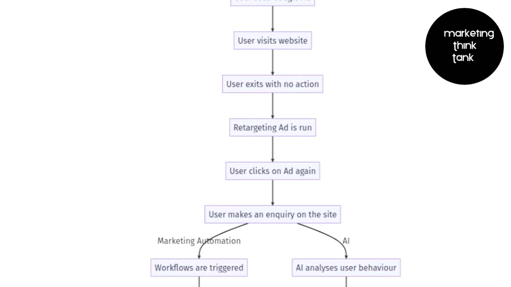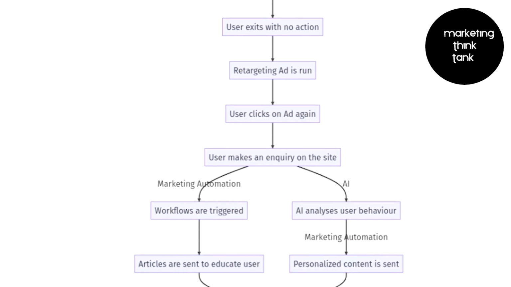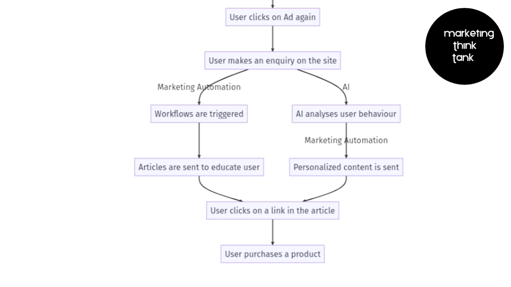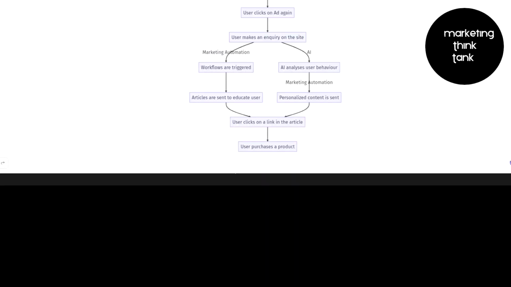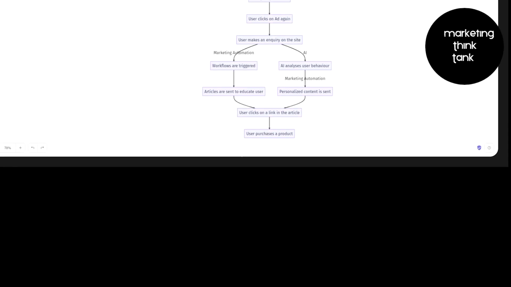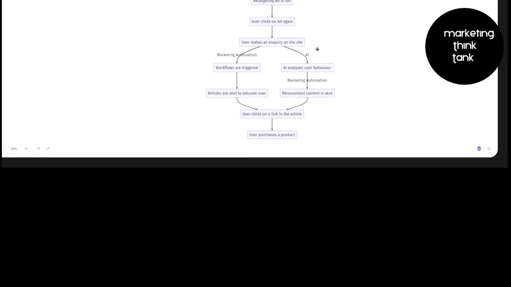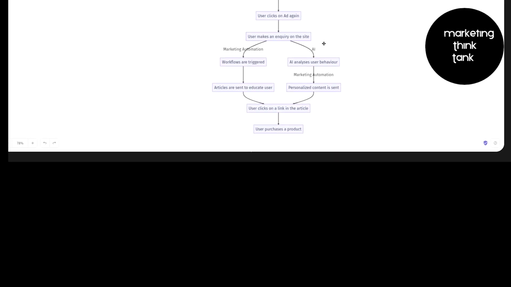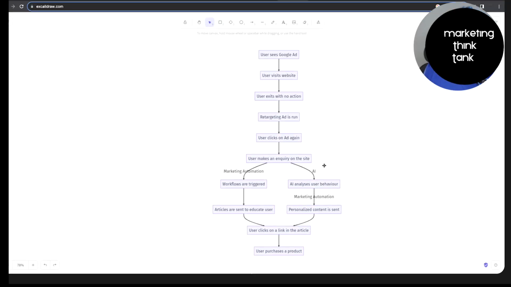Okay, user sees the Google ad, user visits the website, user exits with no action, remarketing ads are run, user clicks on the ad again, user makes an inquiry on the website. So marketing automation workflows are triggered, articles are sent to educate the user, while on the other hand, AI tries to analyze the behavior, takes the help of marketing automation, and takes it to the next level by personalizing the content, sending it to the user depending upon his behaviors, his demographics, etc. Then the user clicks on a link in the article and purchases the product. This is a very simple example, right? Now, let us see where AI and marketing automation come into play in detail, and let's also try to understand what they are doing at each of these stages.